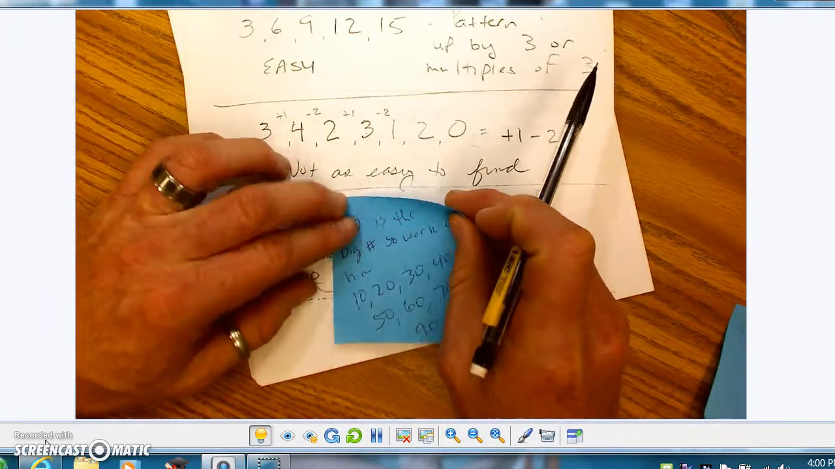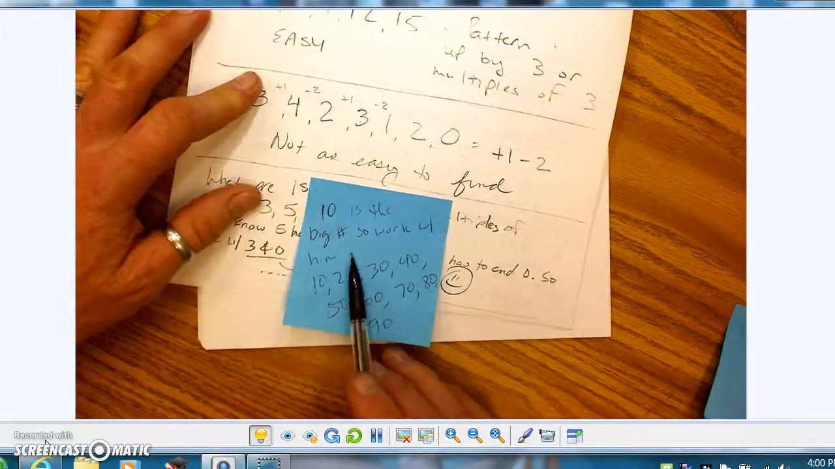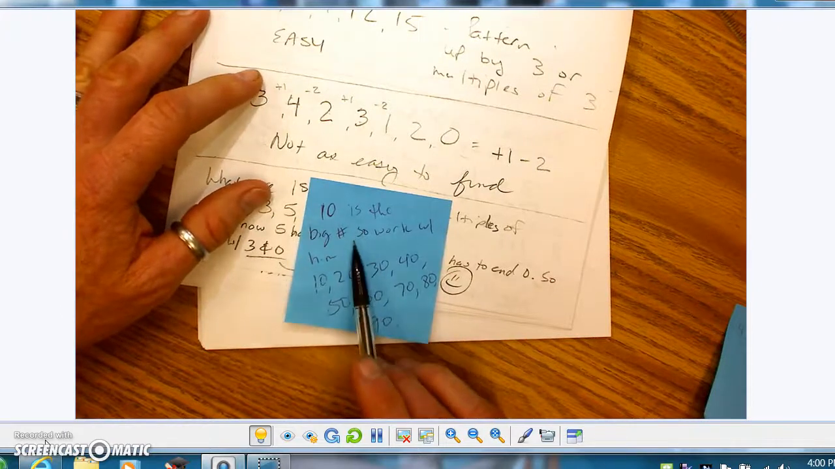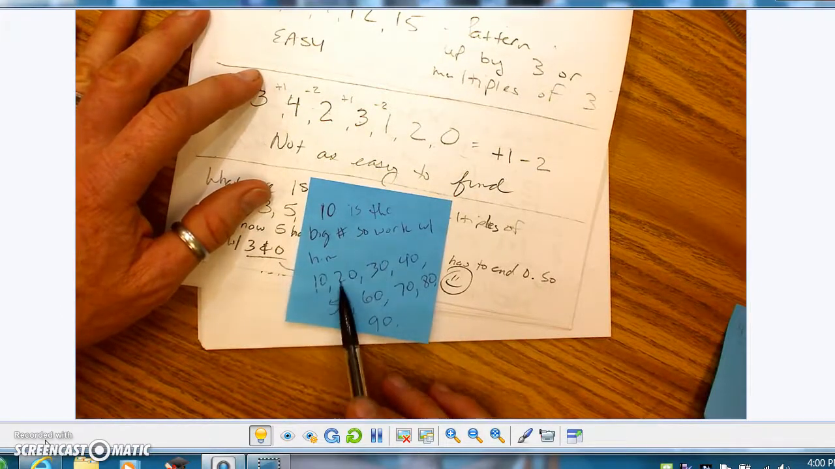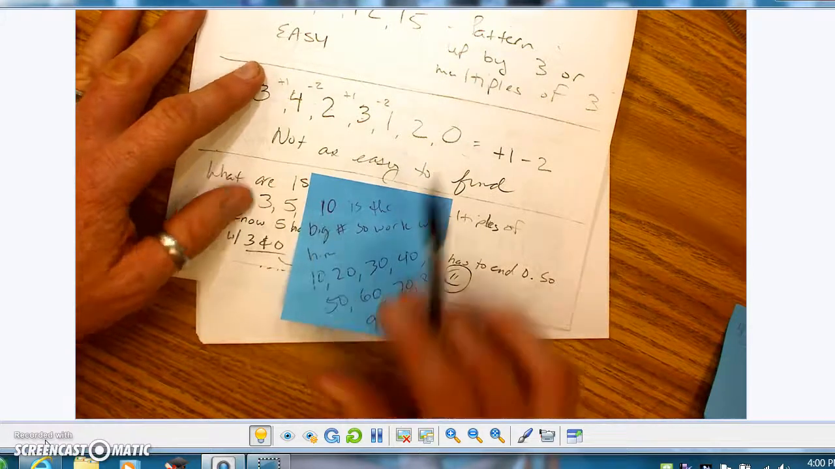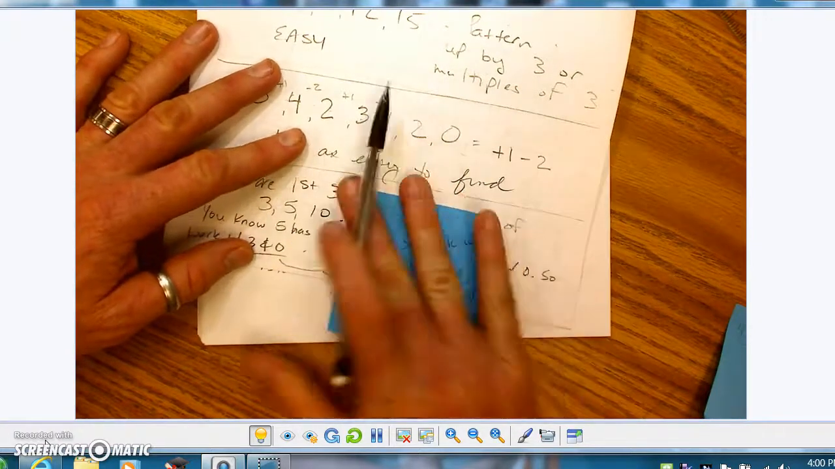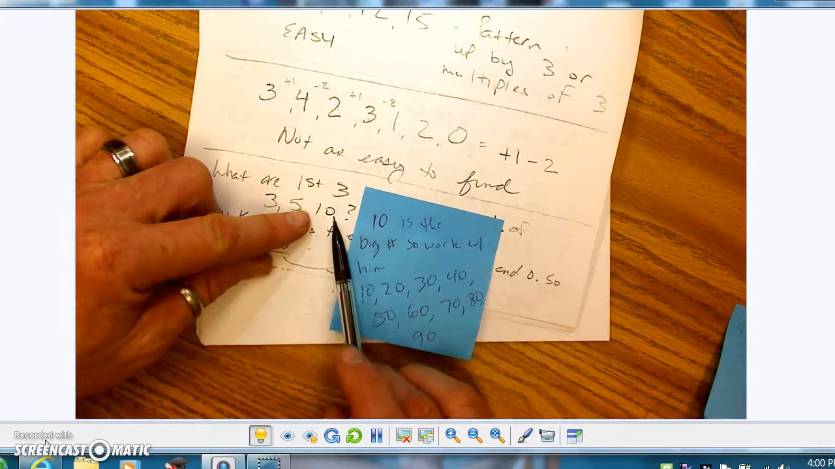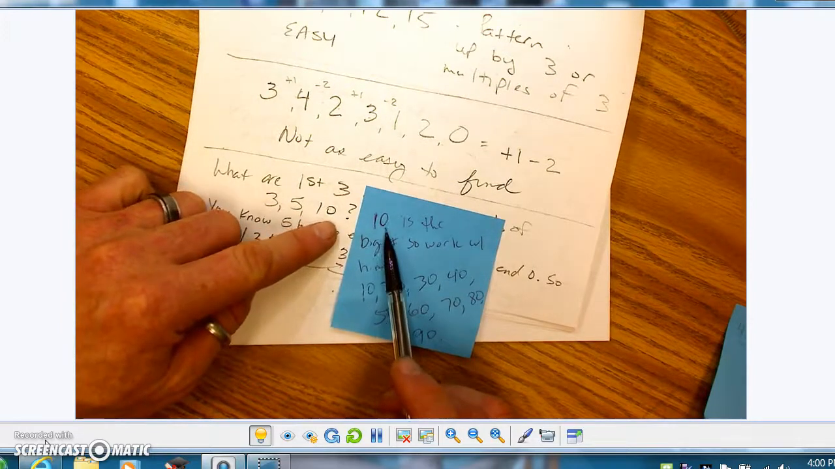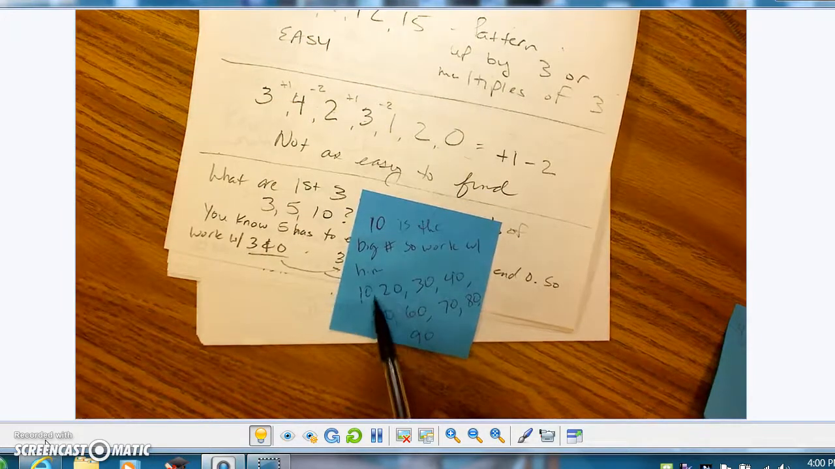So here's what I said. I think this is probably better: work on the 10, because 10 is the biggest number. So work with him. I said, okay, 3, 5, and 10 have to go into it. So I know 10 has to go into all these numbers that I list off: 10, 20, 30, 40.